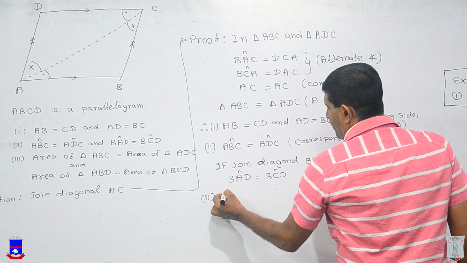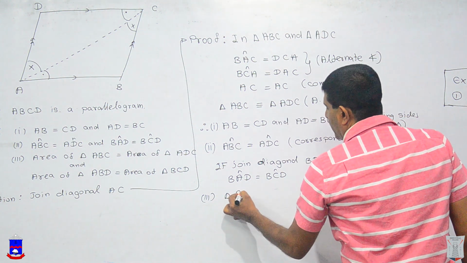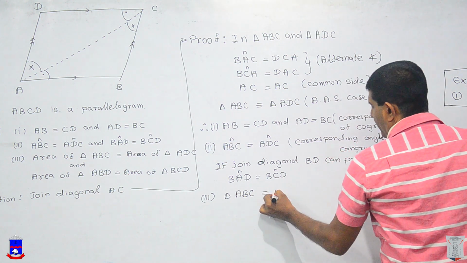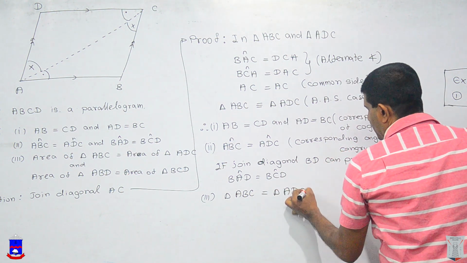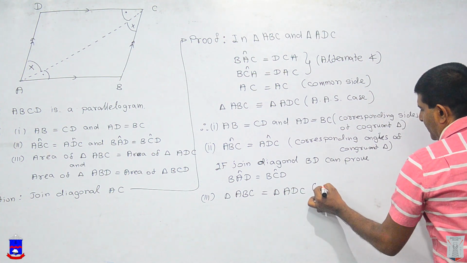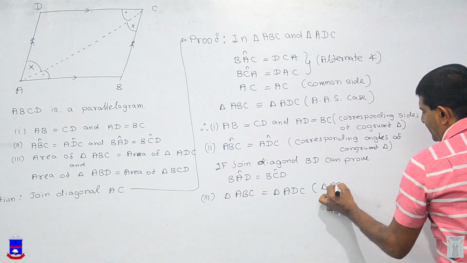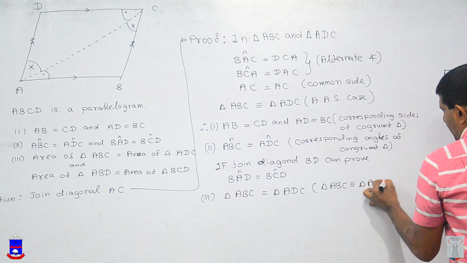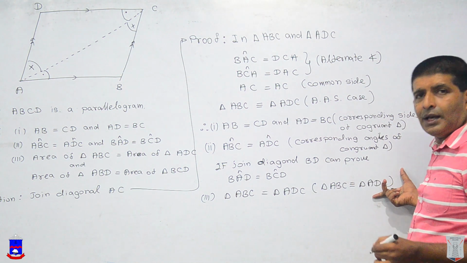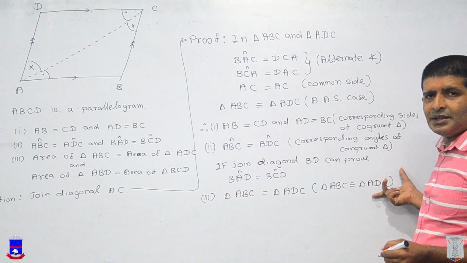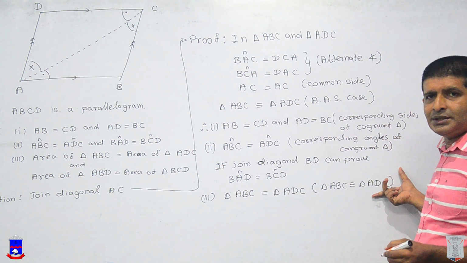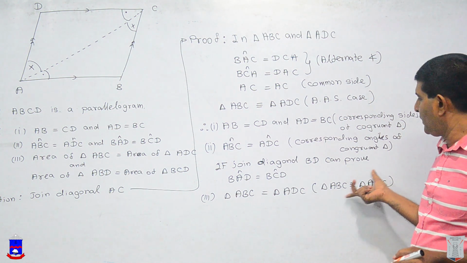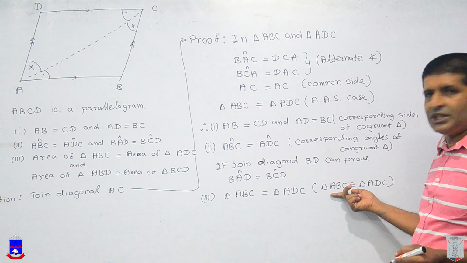We can say triangle ABC equals triangle ADC. The reason is triangle ABC is congruent to triangle ADC. We learned in the previous stages, if two triangles are congruent, the areas of these two triangles are also equal. That property we are using here.